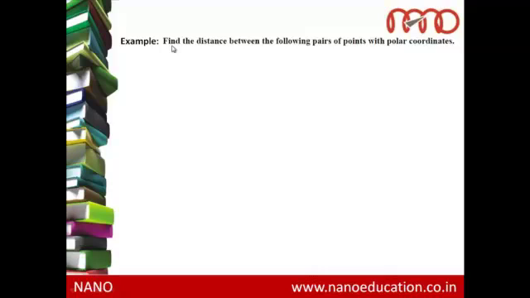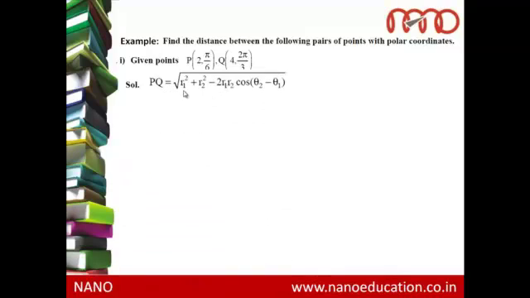Here in these questions we have to find the distance between the given pair of polar coordinates. Two points are given, P (2, pi by 6) and Q (4, 2 pi by 3). The distance between the two points PQ is given by under root r1 square plus r2 square minus 2 r1 r2 cos (theta 2 minus theta 1).